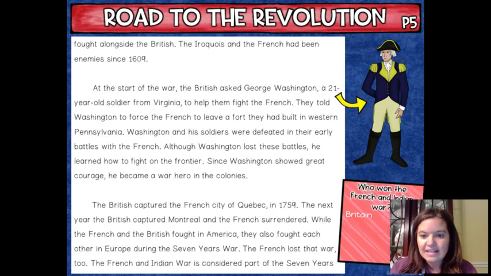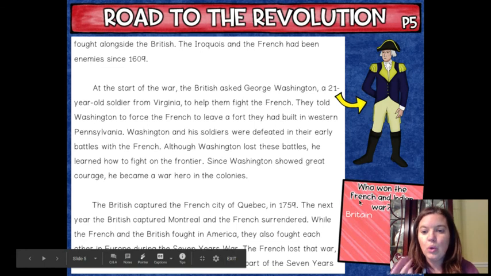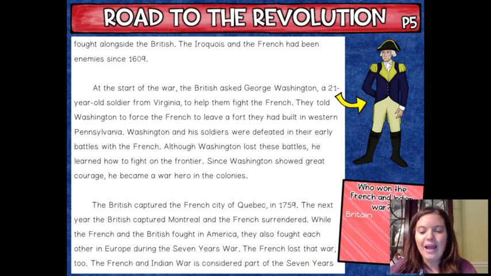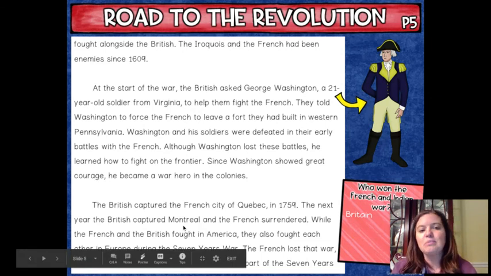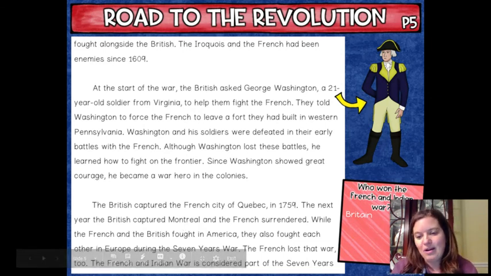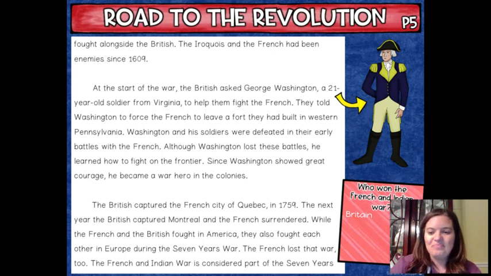And the last slide that you were supposed to complete on this post-it was who won the French and Indian War. I had some people say that they didn't know. I had some people say that it was the French. If so, you need to go back and reread because it was, in fact, the British that won the French and Indian War. And we know that because it becomes the British 13 colonies.